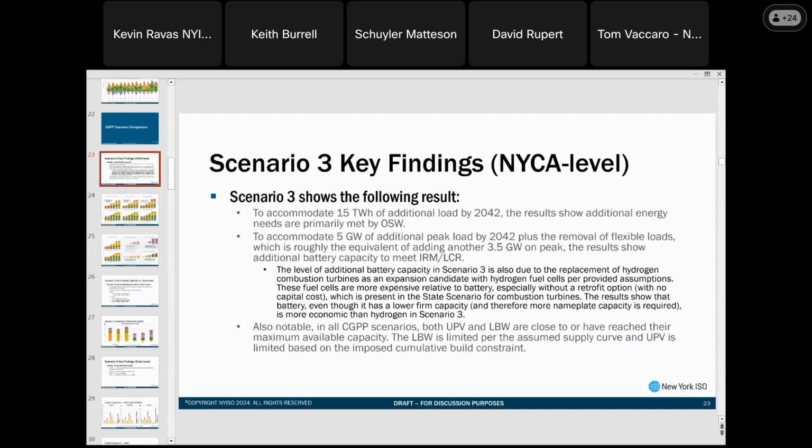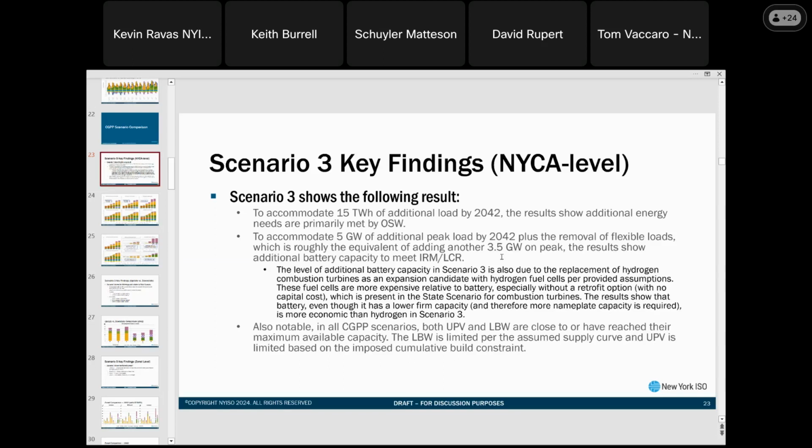And so here are the key findings with respect to scenario 3. And first, starting at the NICA level. So to accommodate the 15 terawatt of additional load, we're really seeing this additional need being met by offshore wind. And then finally, with the increase of peak, we have the 5 gigawatt additional peak load, just from changing the load. And then we have the removal of the flexible loads, which is roughly the equivalent of adding another 3.5 gigawatts on peak. So we're talking about a change at peak of around 8.5 gigawatts.